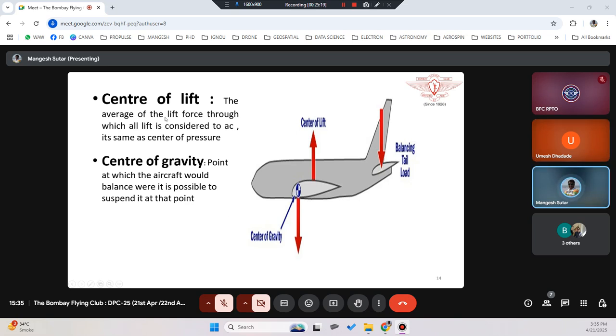So center of lift is the average of the lift forces through which all the lift is considered to be acting, same as the center of pressure. Whereas center of gravity, as you normally always see here, will always be ahead of the center of lift. So it means your nose is always heavier.